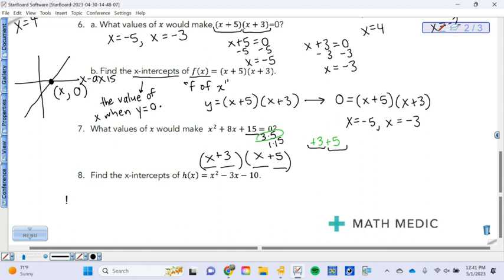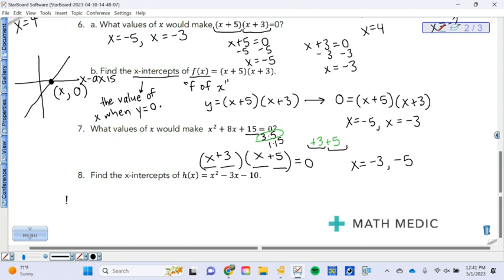So now I have x plus 3 times x plus 5 equals 0. So what values of x is going to make this equal to 0? Say that again. Exactly, -3 and -5. So there's several different ways of writing your answer.